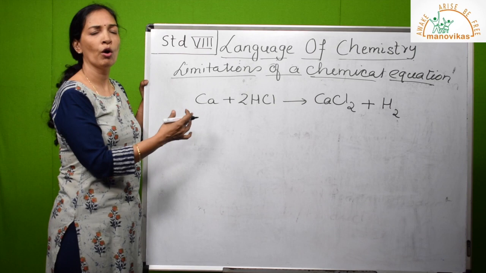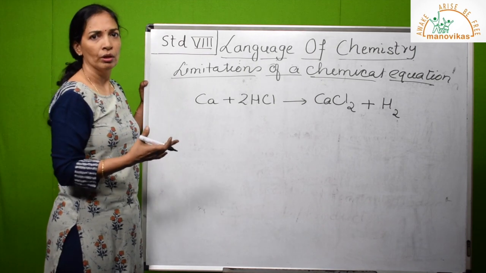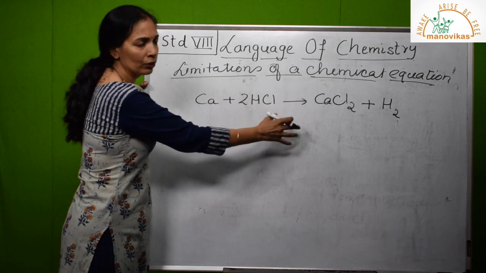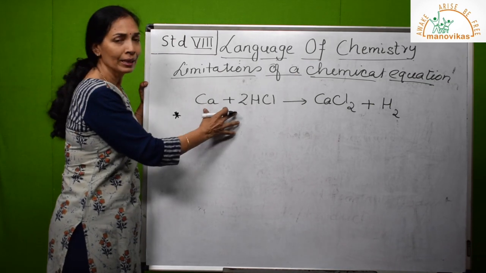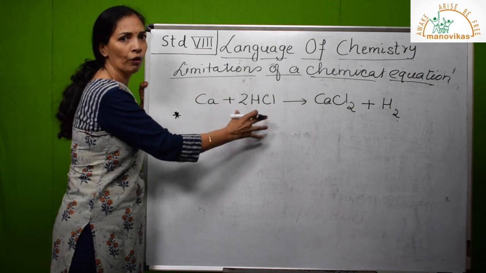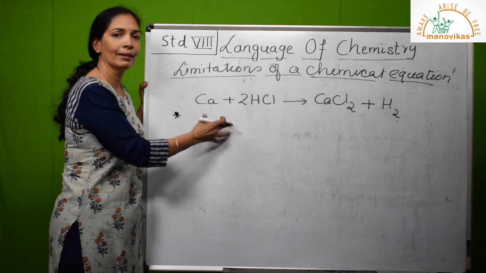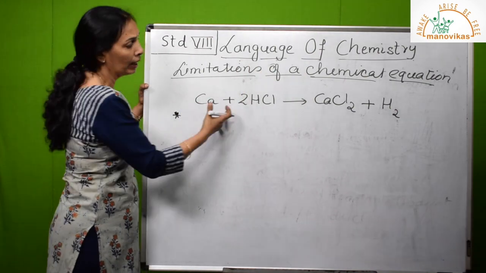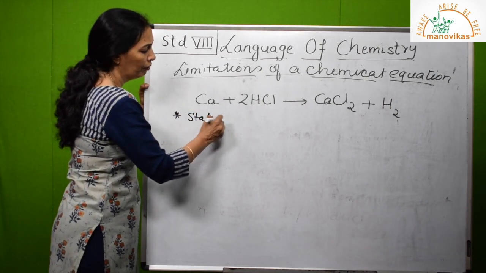Next, limitations of a chemical equation. What are all the limitations we face? If you write this equation, Ca plus 2HCl is equal to CaCl2 plus H2, the first thing which this chemical equation doesn't tell about is the state of these reactants and products. You don't know whether the reactant is a solid or liquid or gas, and same with product. Nothing is mentioned over here, so state cannot be found.